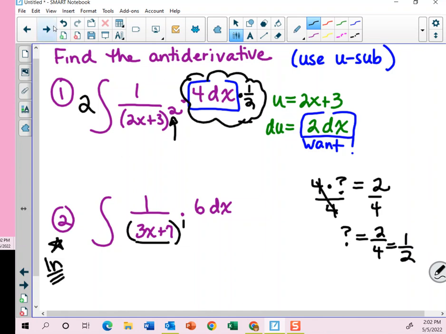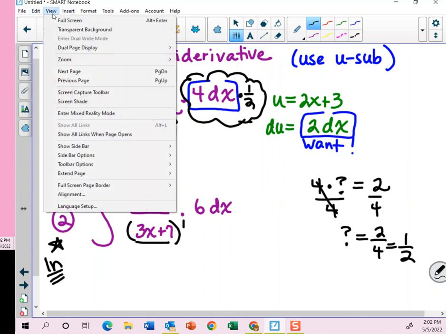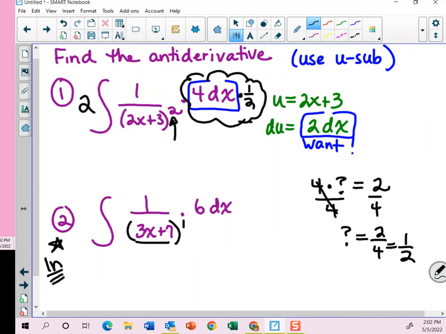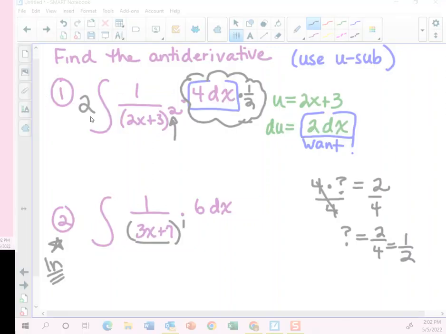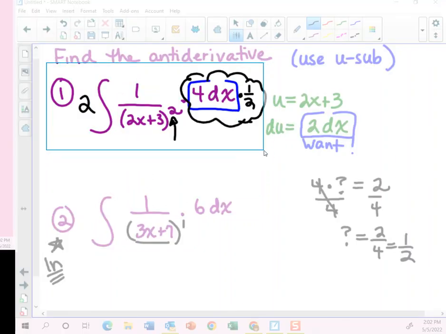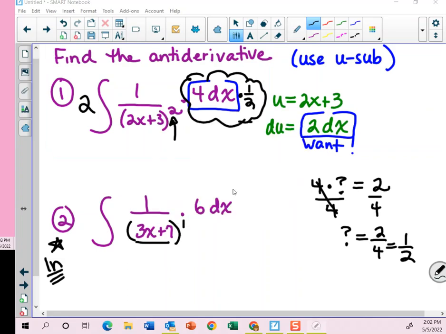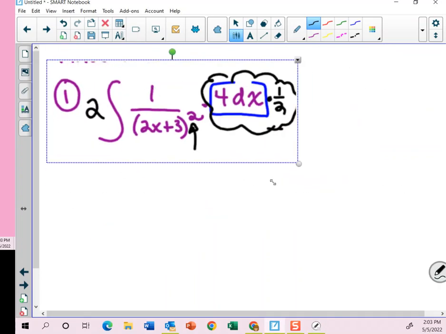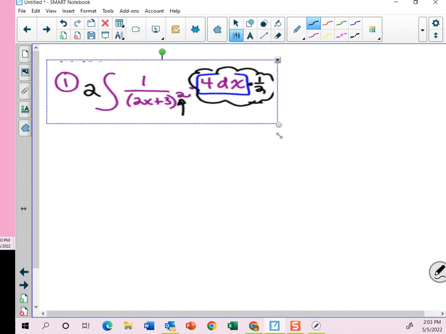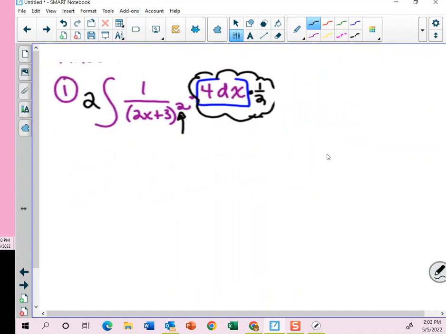So here's my integral. I'm going to put an extra 1/2 on the inside. I'm going to put an extra 2 on the outside to make all my substitutions work perfectly. I'm going to grab all of this and throw it on another page. Okay, so that means this is 2 u to the -2 du.